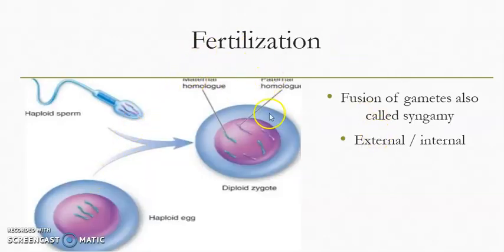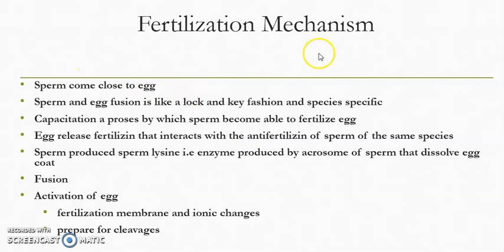Fertilization is the fusion of gametes, also called syngamy. The process can be external or internal. There is a haploid sperm and a haploid egg. When they fuse, the zygote is formed, which is diploid. Here I show the mechanism.